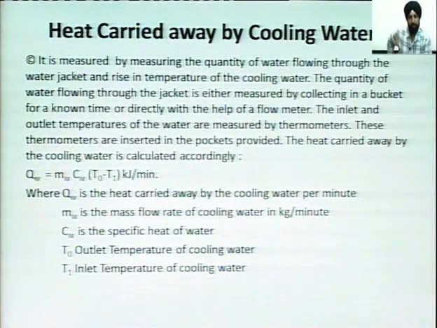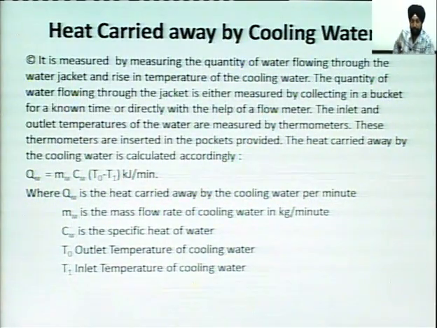Inlet and outlet temperatures are measured by inserting two separate thermometers in the inlet hose and outlet hose. T0 will be recorded by the thermometer which has been inserted in the outlet hose of the cooling water, and T1 is the temperature recorded by the thermometer which has been inserted in the cooling water hose at the inlet.